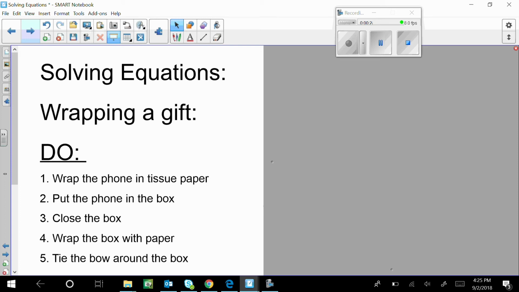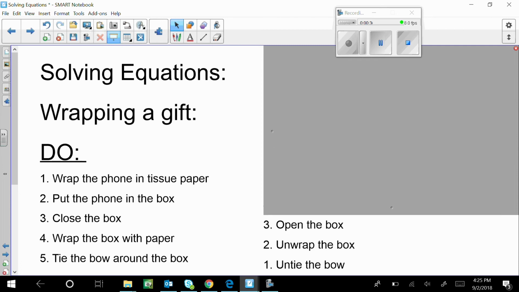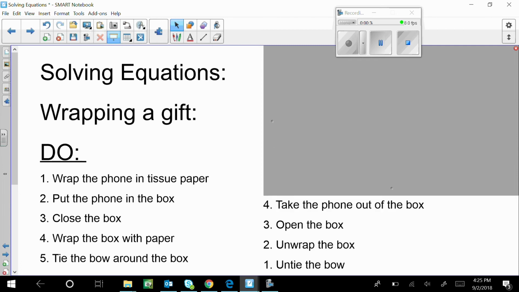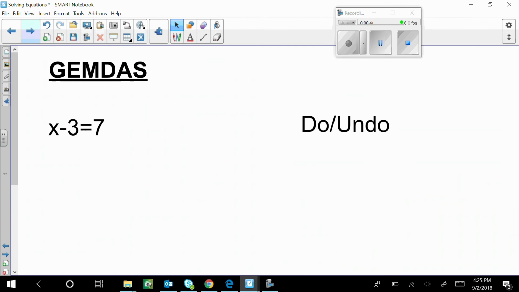To undo or to unwrap the box, I first need to untie the bow, unwrap the box, open the box, take the phone out of the box, and finally unwrap the phone from the tissue paper. Solving equations are the exact same way. We're going to do an undo.